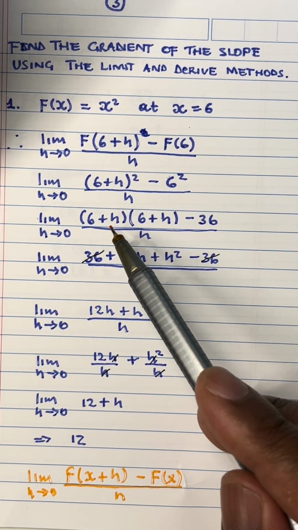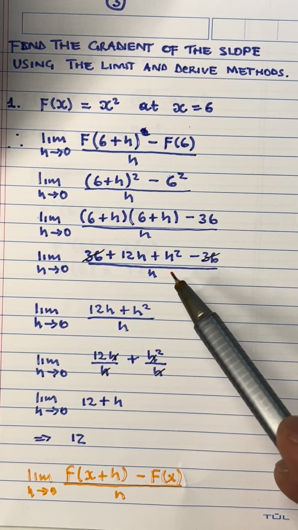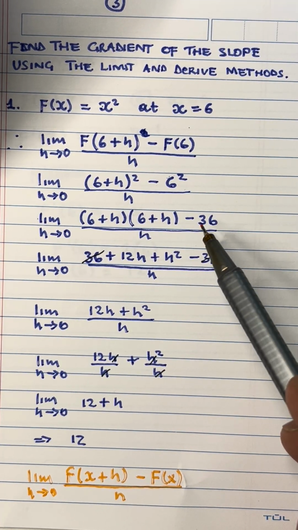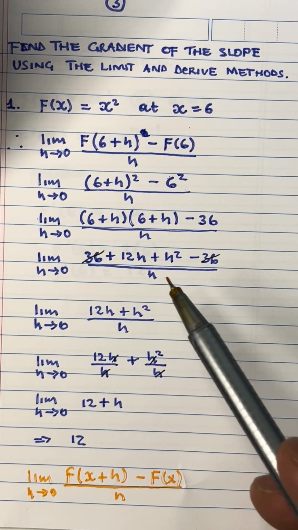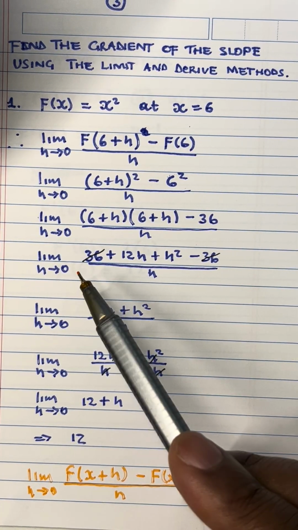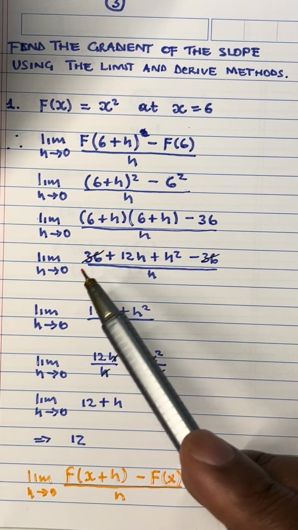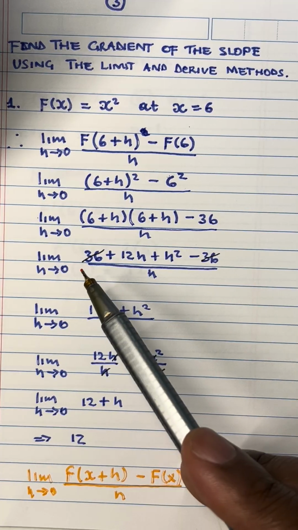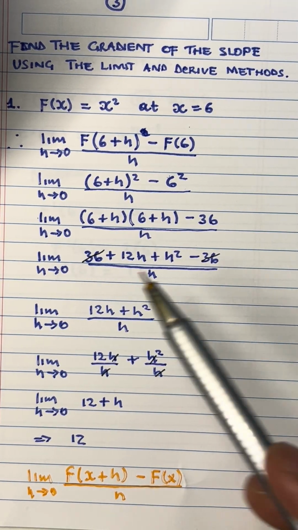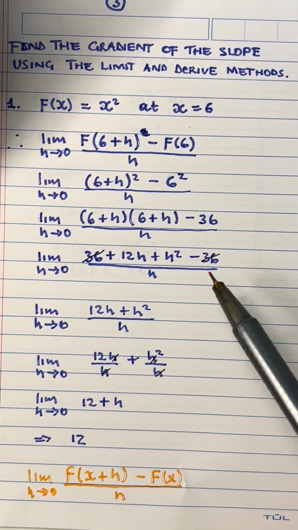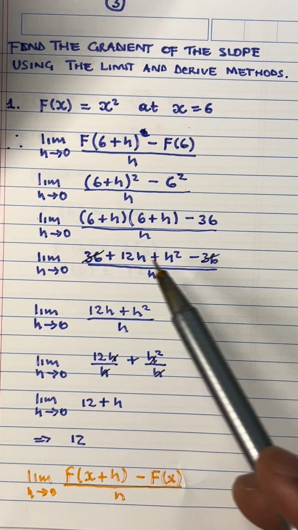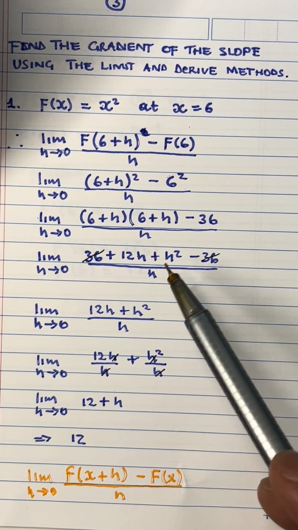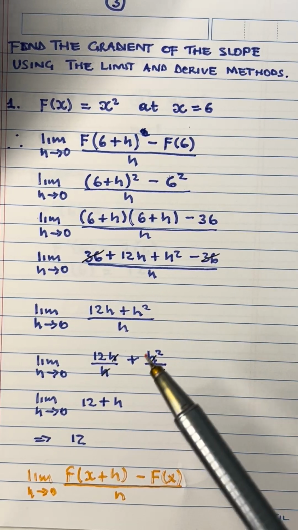And then you have h times h equals h squared. This 36 is the one that's coming from there, so we took it down here. But now we're trying to solve the whole thing, so we are canceling what cancels. 36 minus 36 is 0, so get rid of that. We're left with 12h plus h squared divided by h.